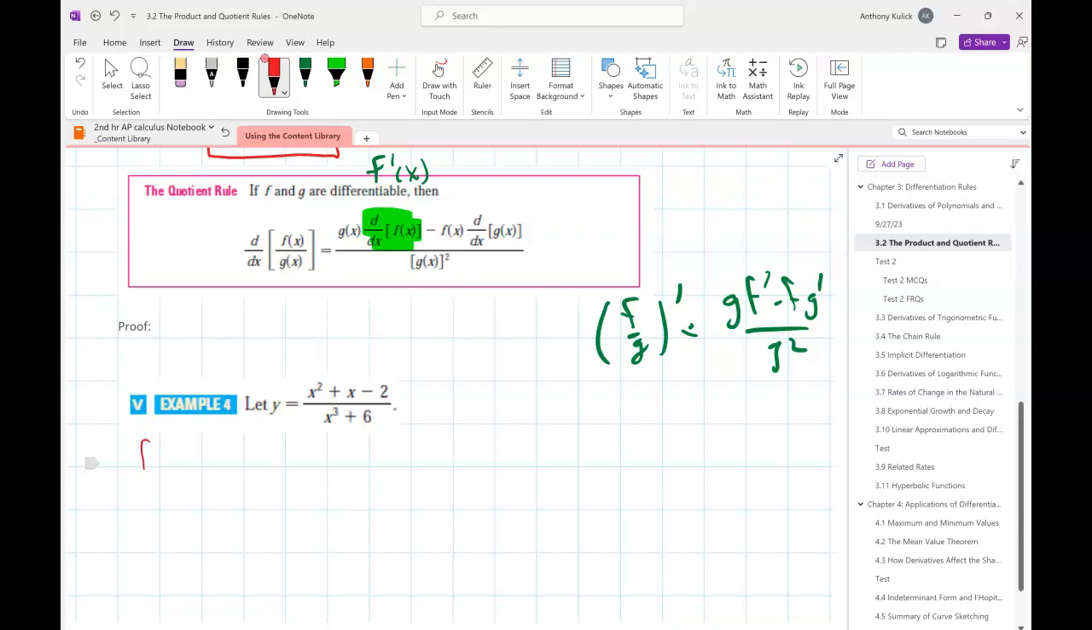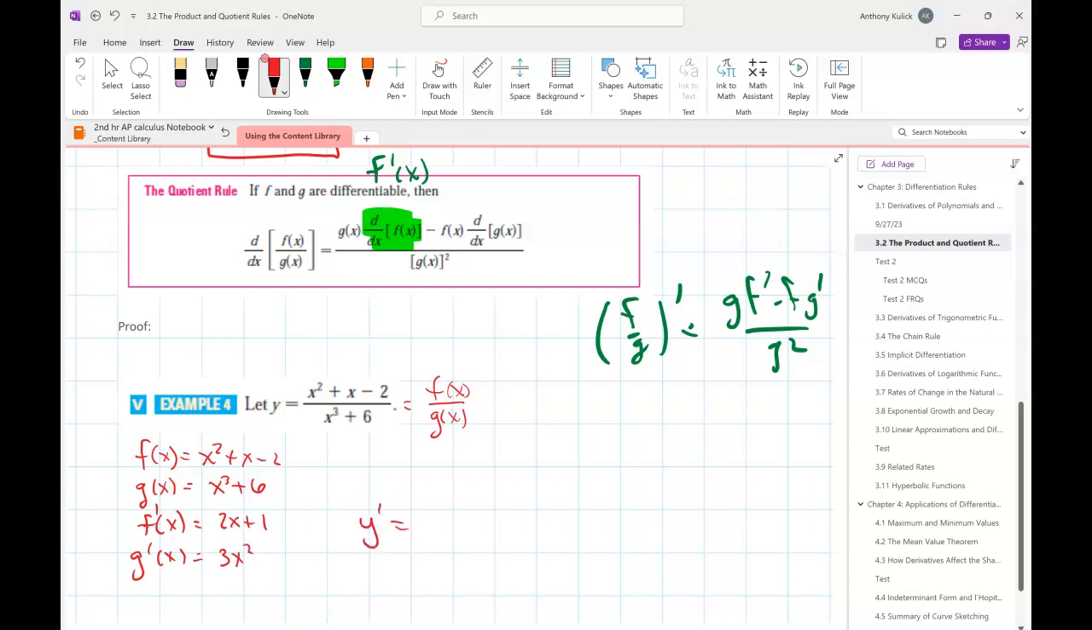So for the quotient rule, I'm going to think about this as f of x over g of x. And anytime it looks a little bit complicated, I'm going to do this piece by piece, and then put it together at the end. So I'm going to just identify the numerator as f and the denominator as g. And the derivative of the numerator is excellent. And the derivative of the denominator is 3x squared.